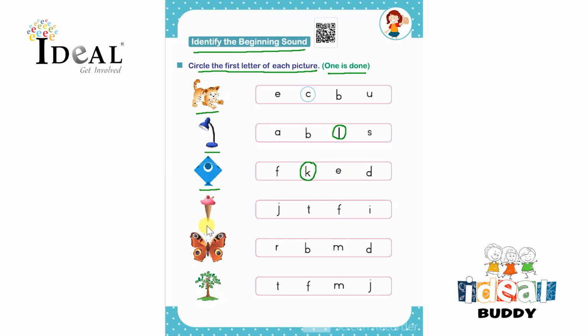After that, it is ice cream. I, beginning sound, sounds I. After that, it is butterfly, sounds B. The beginning sound is B. So here it is B, sounds B. After that, another picture is of a tree. The beginning sound is T.